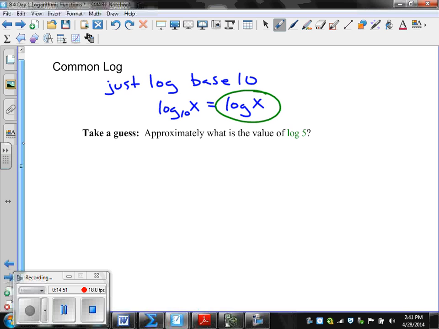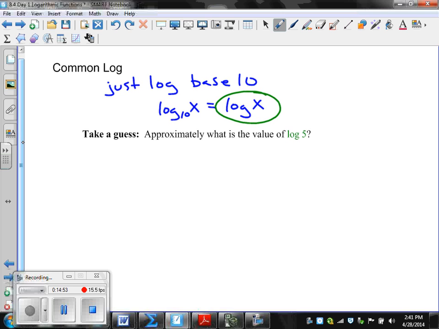Okay, so with that in mind, let's take a guess. What do you think an approximate value for the log of 5 is? Think about what that's asking: 10 to what number, approximately, is 5? First of all, I don't know what that is. But what I want you to get at is, is it going to be bigger or less than 1? Well, 10 to the 1 is 10, so it's got to be less than 1. I don't know if it is a half, more than a half, or less than a half. Let's go to the calculator and help us find this out.